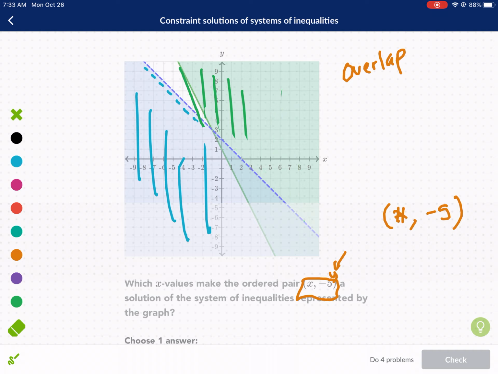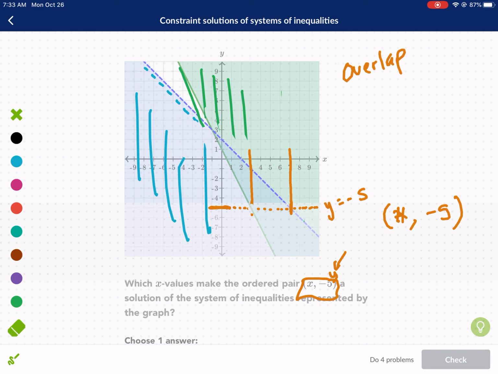We already know the y value is negative 5, so we're going to mark negative 5 here. We're going to follow this along and see what x values along the line y equals negative 5 make this a true statement. So what are the x values? The x value starts here and goes to here inside this overlap. So what are those numbers? That's 7 and 2.